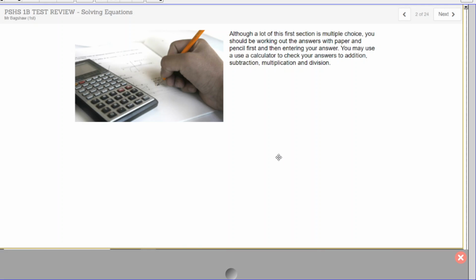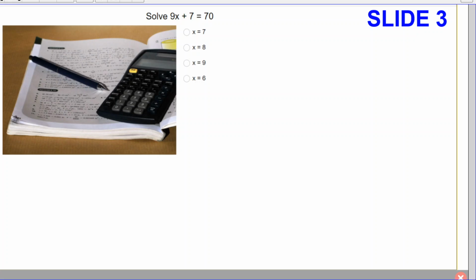It says, although a lot of this first section is multiple choice, you should be working out the answers with paper and pencil first and then entering your answer. You may use a calculator to check your answers to addition, subtraction, multiplication, and division. And then we get to our first question.